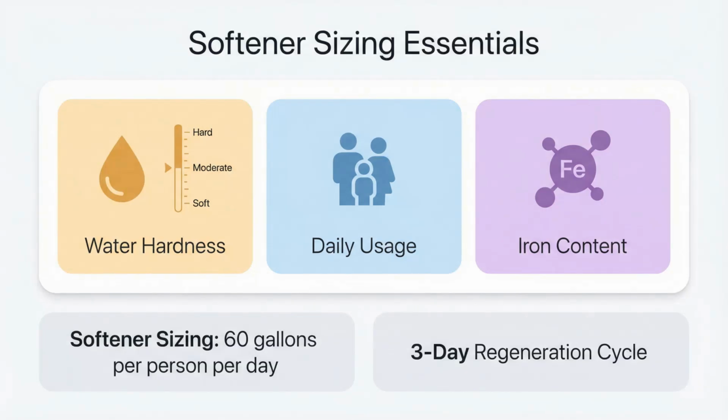Now, water softeners are a bit more precise. Their capacity depends on the water's hardness, the number of people in the household, and any iron present. A standard rule of thumb is estimating 60 gallons of water usage per person per day. We usually aim for a 3-day regeneration cycle to ensure there is a reserve capacity, so the user never accidentally runs out of soft water.